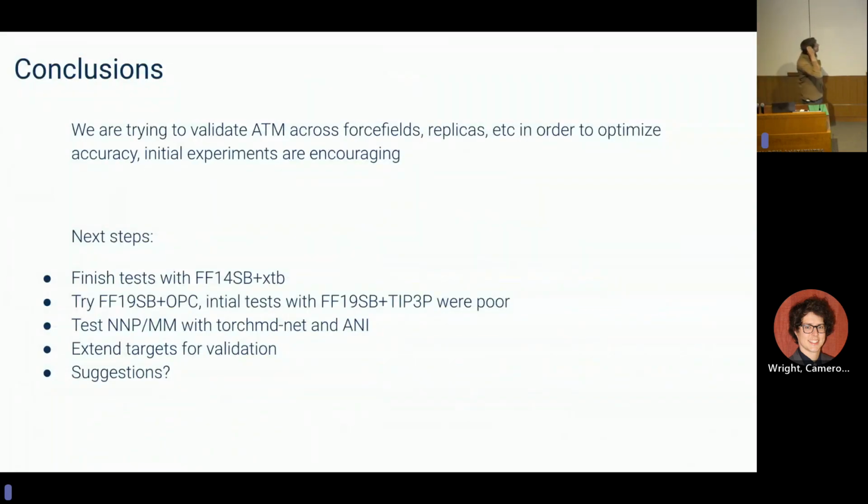Okay, so I just conclude here. We're trying to validate ATM. The idea is to run it at scale and extend it to neural network potentials to see how accurate we can get.